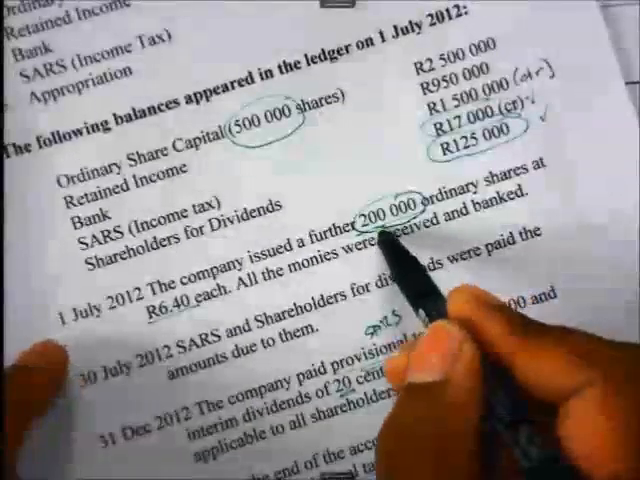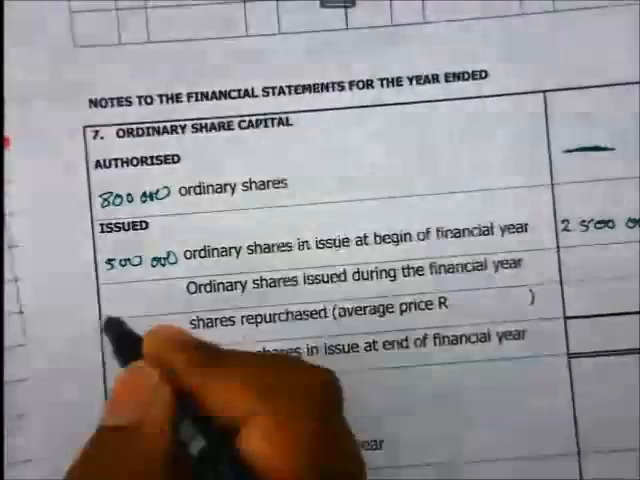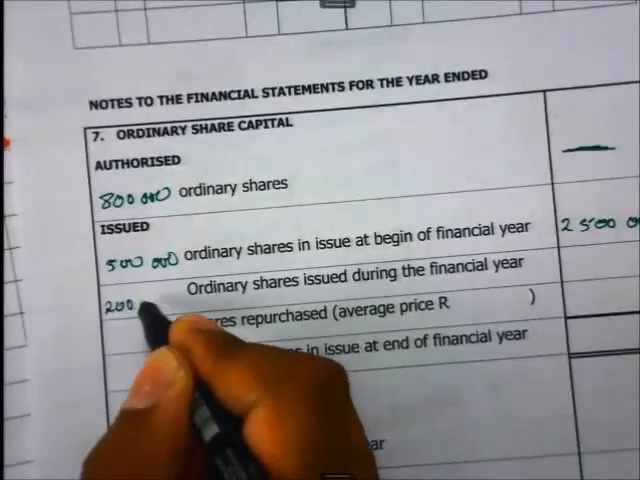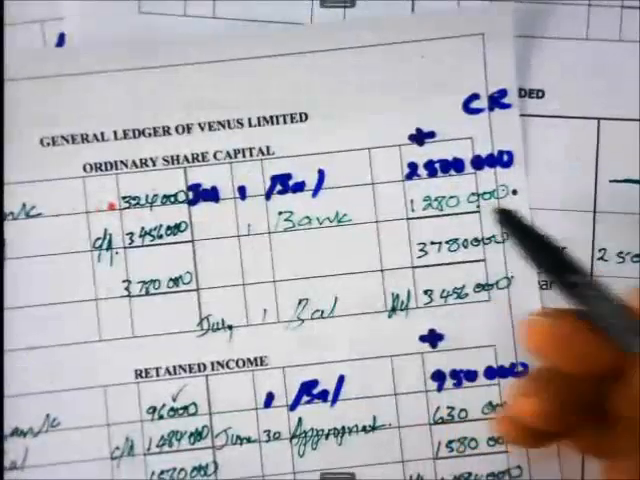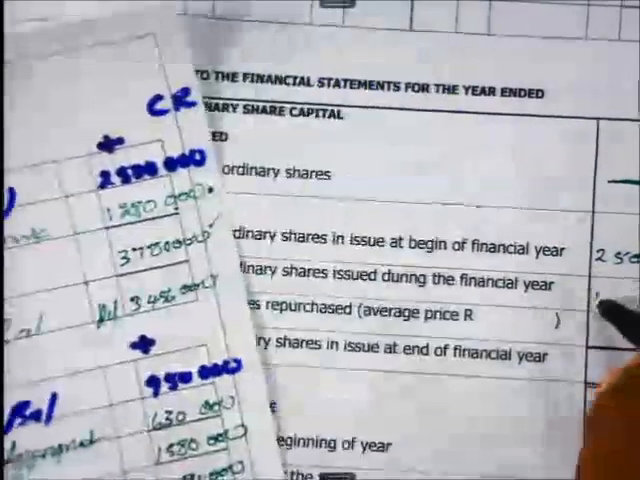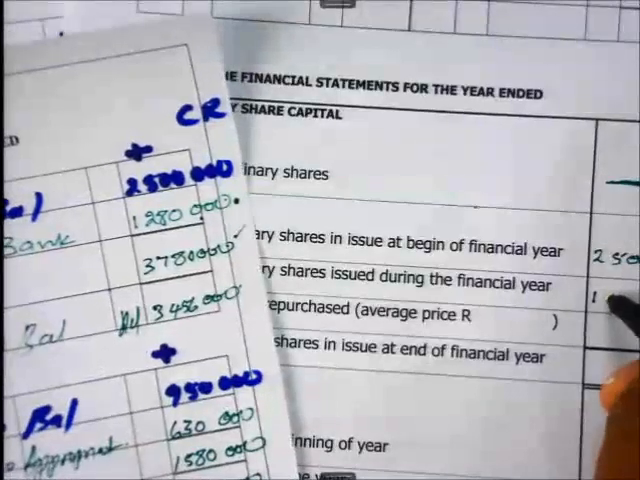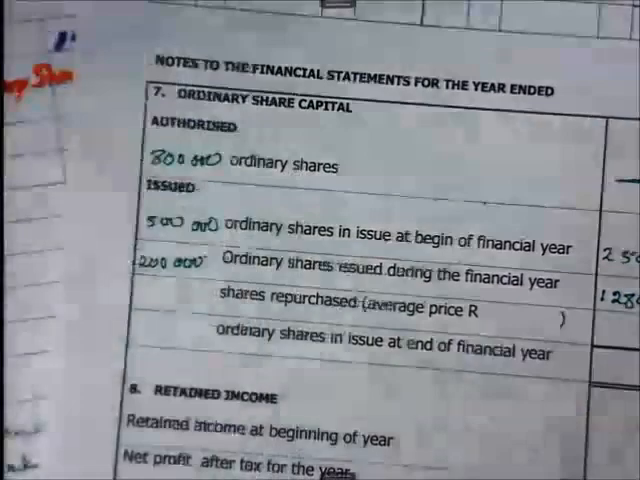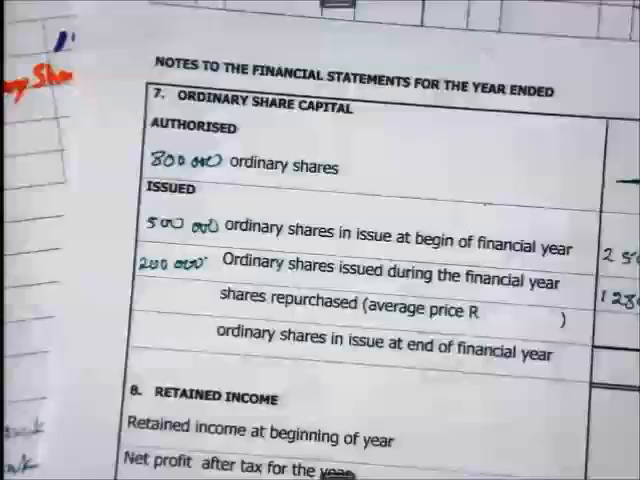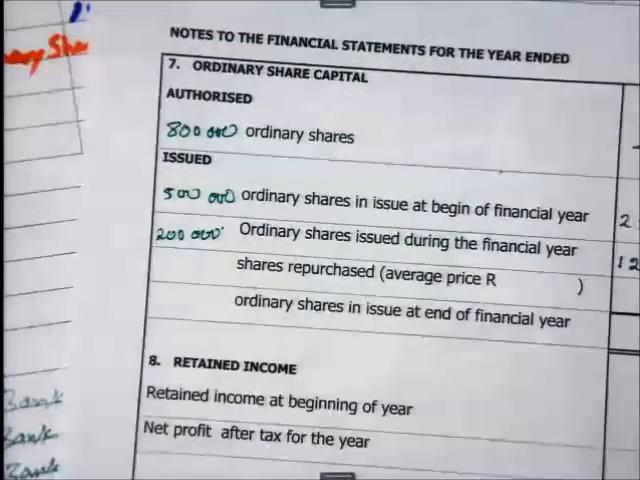Shares issued during the year, 200,000 shares were issued. Therefore, you will write the amount here. 200,000 shares were issued. And the value of those shares, we calculated that value when we made this entry. We said it is 1,280,000.